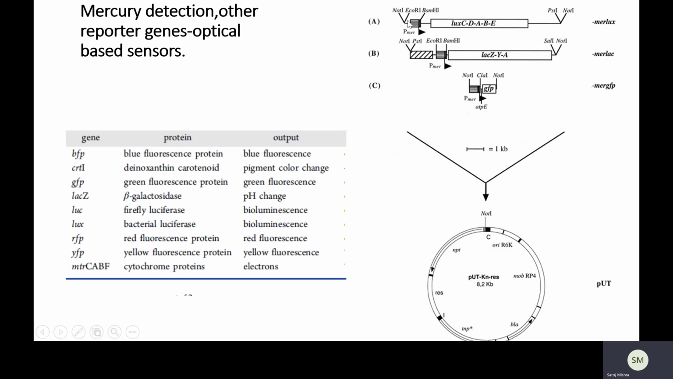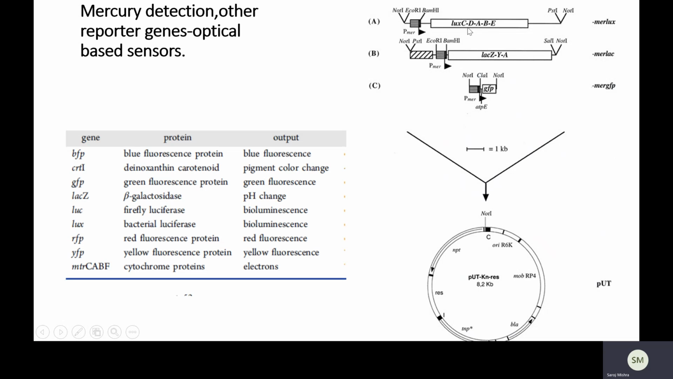Okay, so this particular box which you see here is the mercuric operator promoter region, which can sense the presence of the mercuric repressor, inactive repressor or active repressor, in which case the repressor binds with the mercuric ion and changes the conformation. Now downstream of that, you don't have something to detoxify mercury, but you have a reporter gene, which is now the luminescence, the Lux operon.